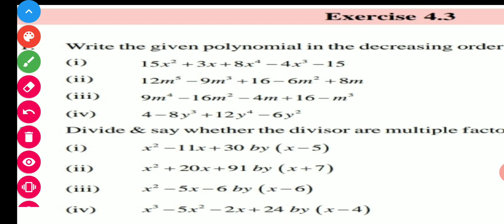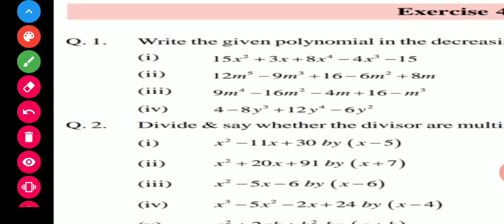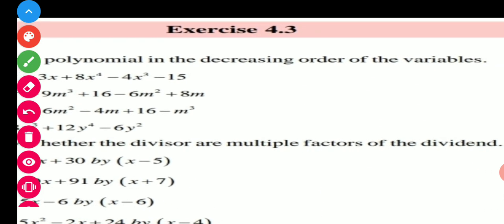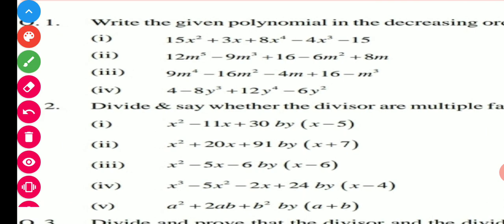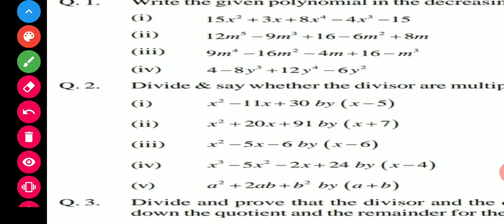First of all, write the given polynomial in the descending order. First of all, you have to write the variables in descending order, that means first of all highest power, then low power.